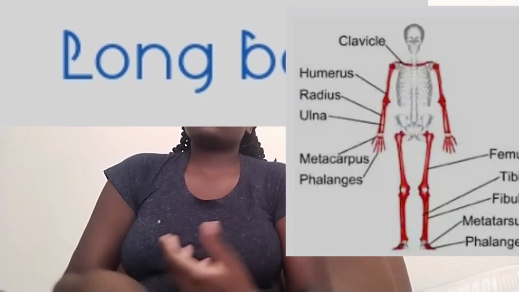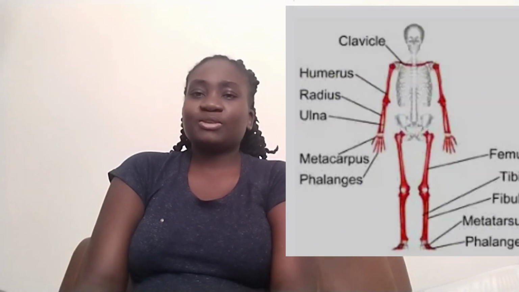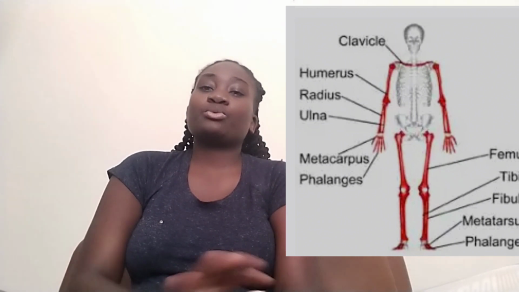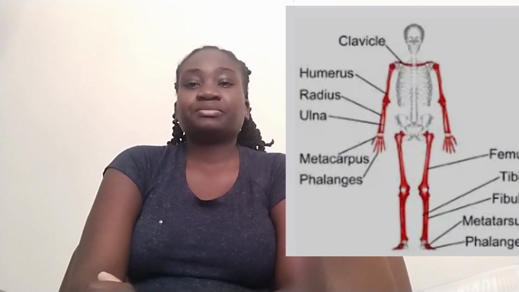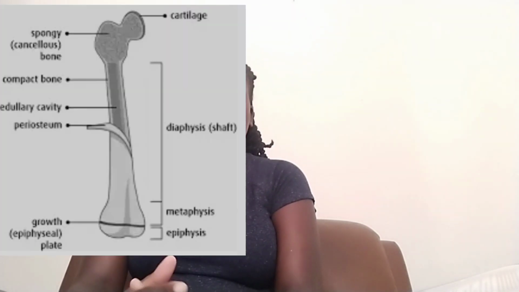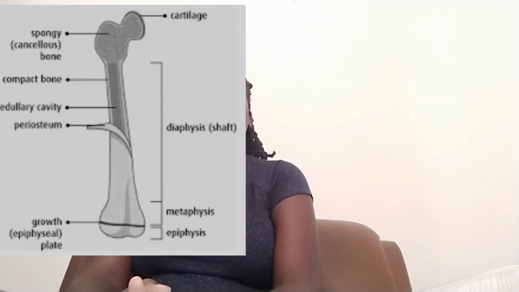An example of a long bone is the femur, which is the most common. Most people know, but we also have the humerus, radius, ulna, tibia, fibula, and many others. The long bone is composed of bone marrow that produces blood components like white blood cells, red blood cells, and platelets.